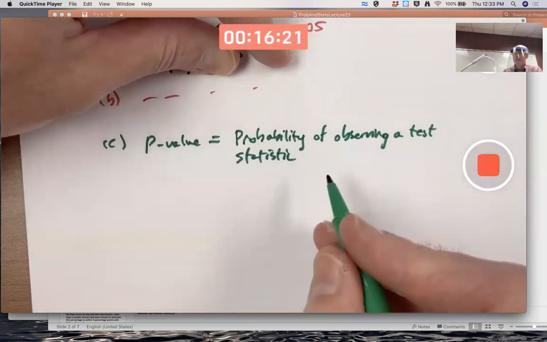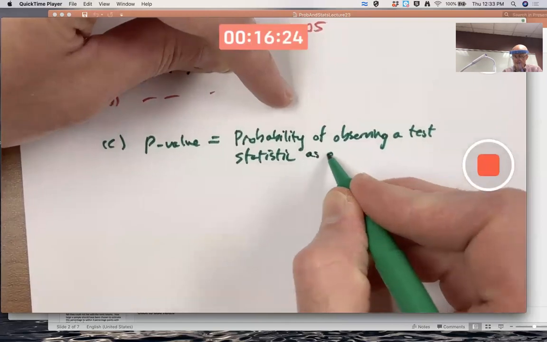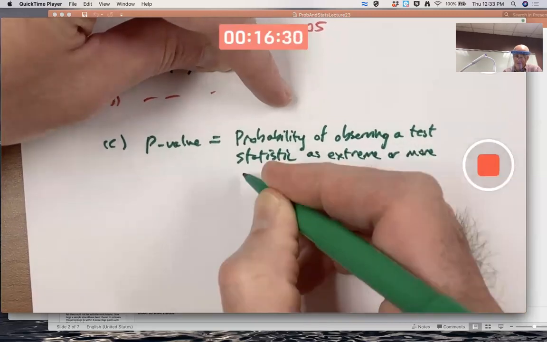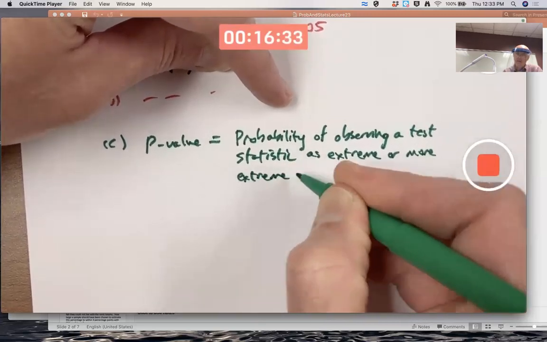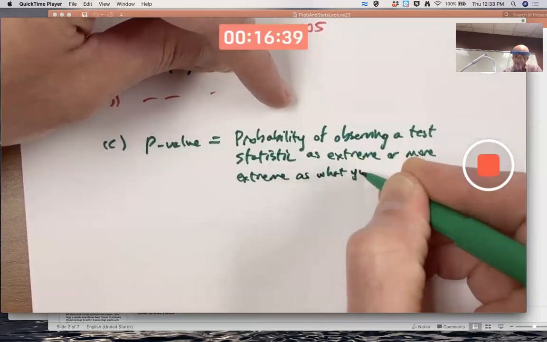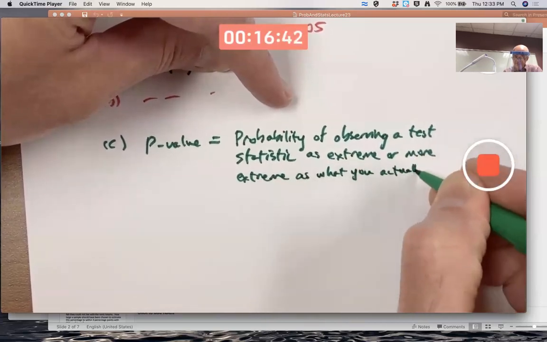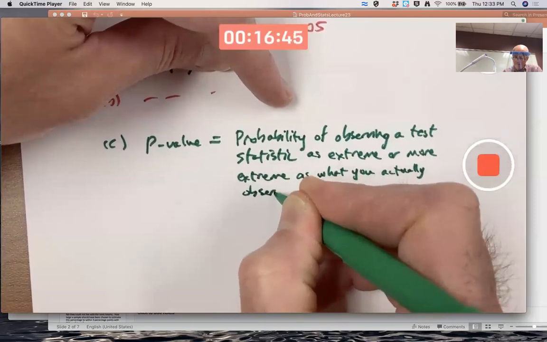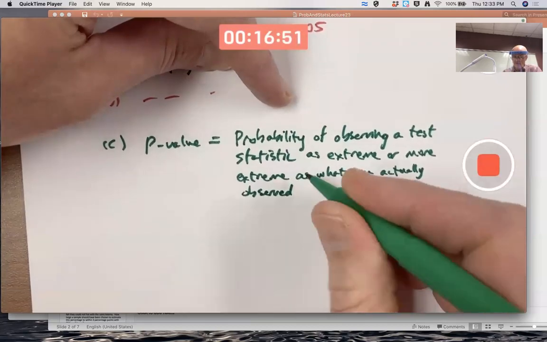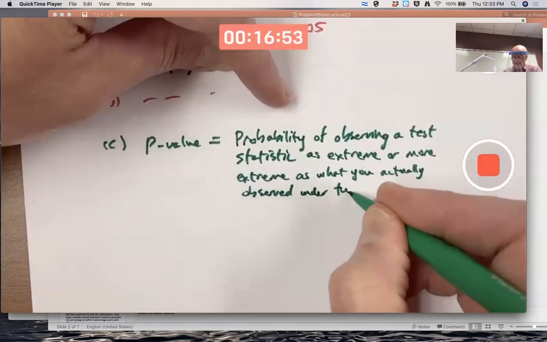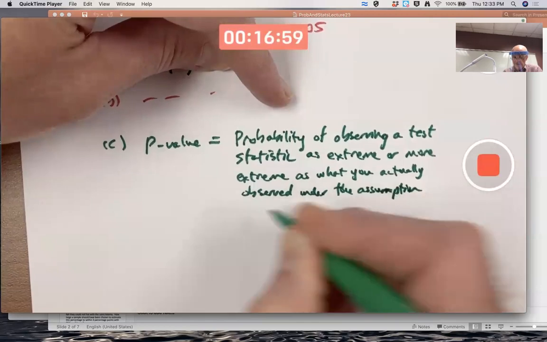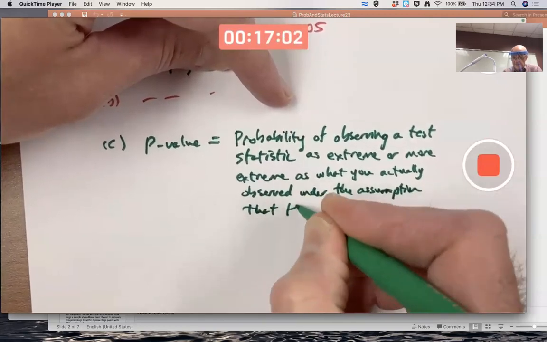Probability of observing a test statistic as extreme or more extreme as what you actually observed when you did the test, when you did the sample and computed your test statistic, under the assumption that the null hypothesis is true.